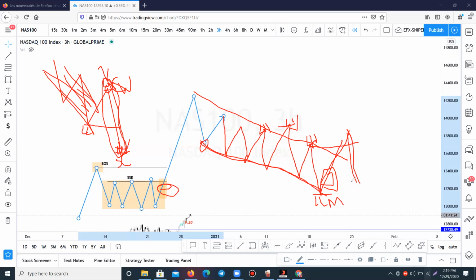Let's say you miss an entry from this area. Then what you do is wait for the market to return to this zone, then you take another position here. If your initial position is there, you take another position on this zone, then you continue with the market to the upside.